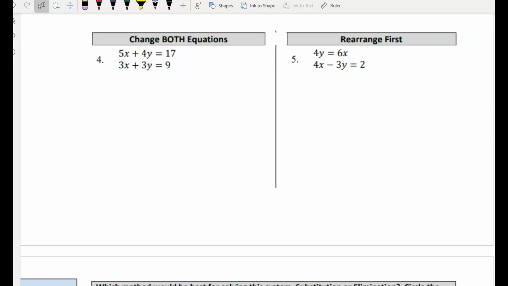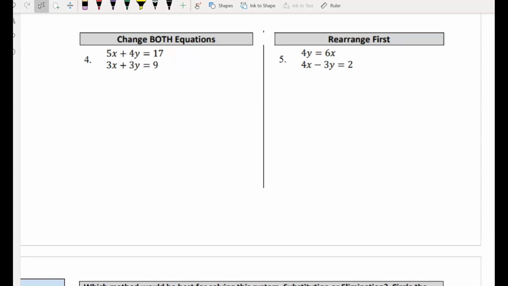So I just decide, do I want to get rid of x or do I want to get rid of y? So right now I'm going to decide to get rid of the x's. So I need to multiply my first equation by 3. And the second equation I need to multiply by -5. It doesn't matter if the negative is on the 5, or if you multiply the second equation by 5 and multiply the first equation by -3. As long as you get that opposite coefficient on your x's, it will work out.